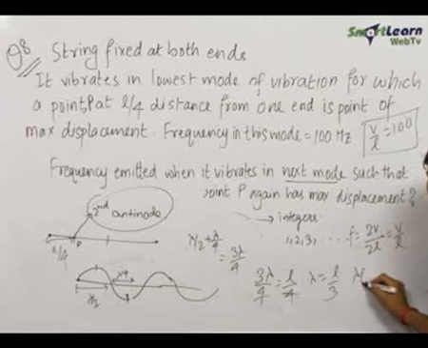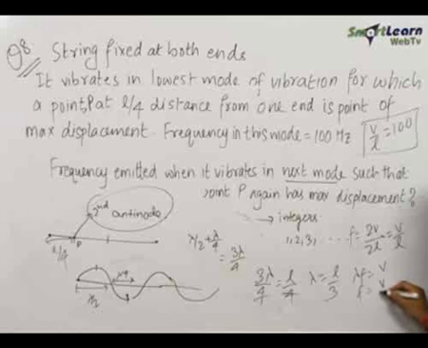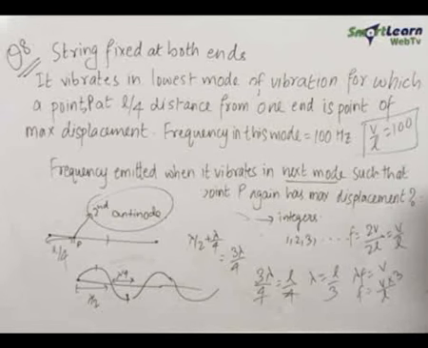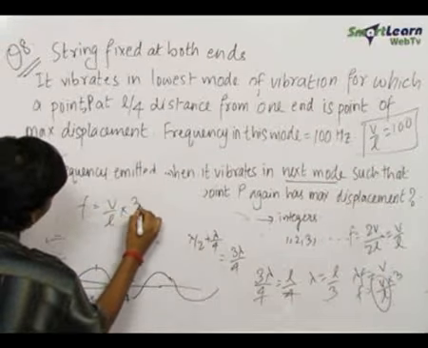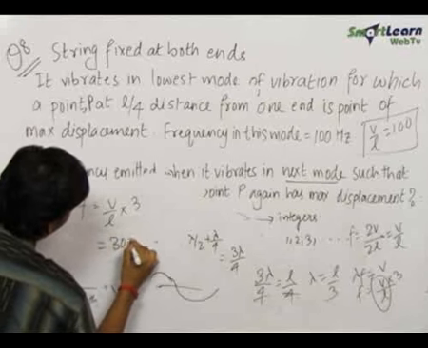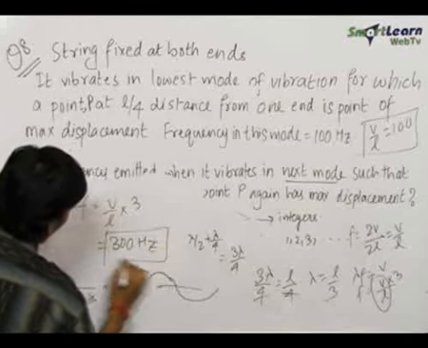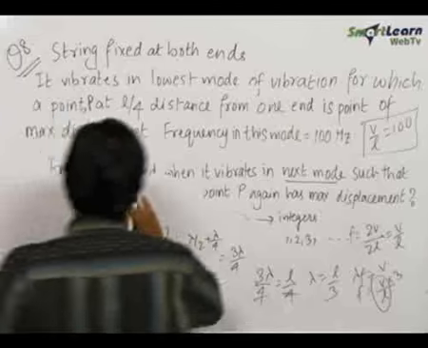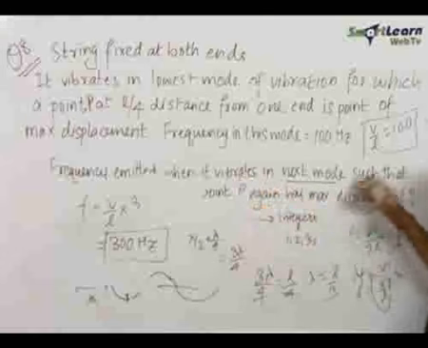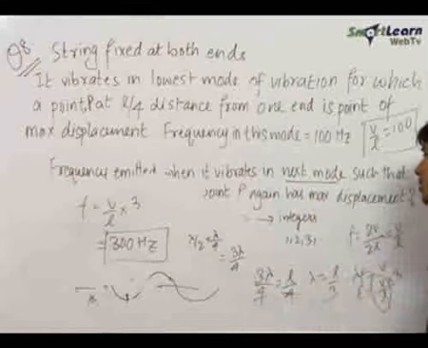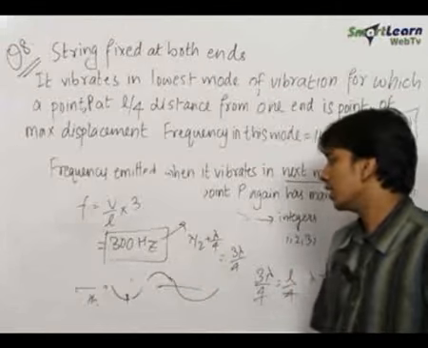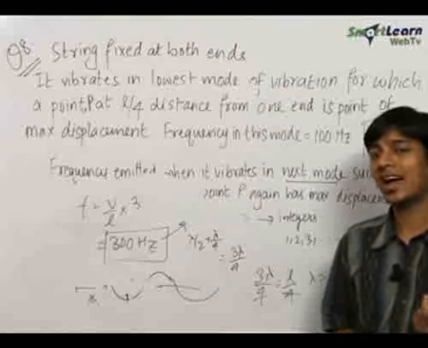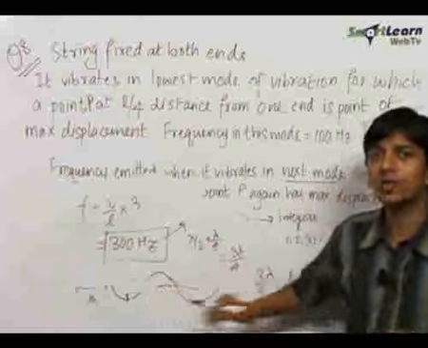We know that lambda f is equal to v. Therefore frequency is equal to v upon lambda, that is v upon L into 3. Now we know the value of v upon L as 100. Therefore the frequency comes out to be equal to v upon L into 3, that is equal to 300 Hertz. So the final answer for the frequency emitted when it vibrates in the next mode such that point P again has maximum displacement, or rather it is again the antinode, comes out to be equal to 300 Hertz. So for solving this question, you just had to draw the diagrams properly and analyze them conceptually and slowly.